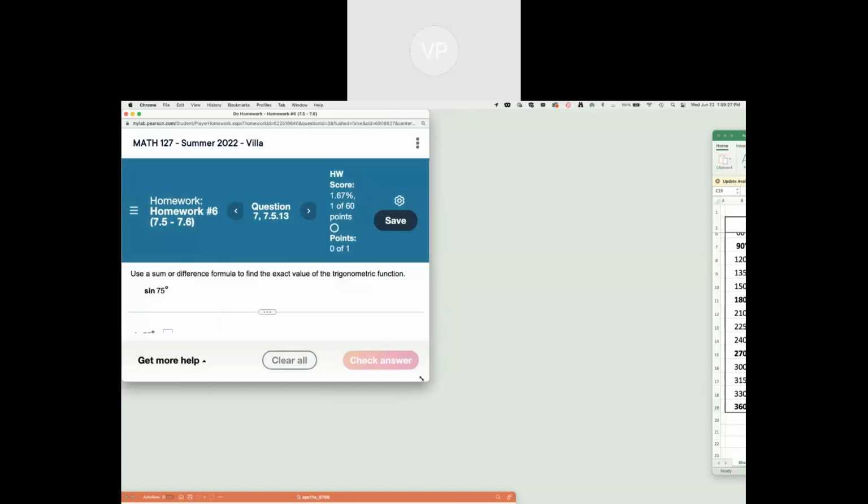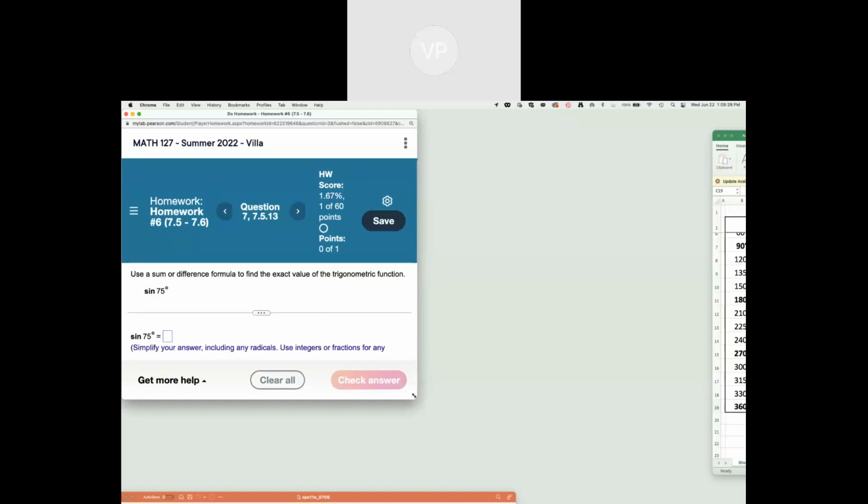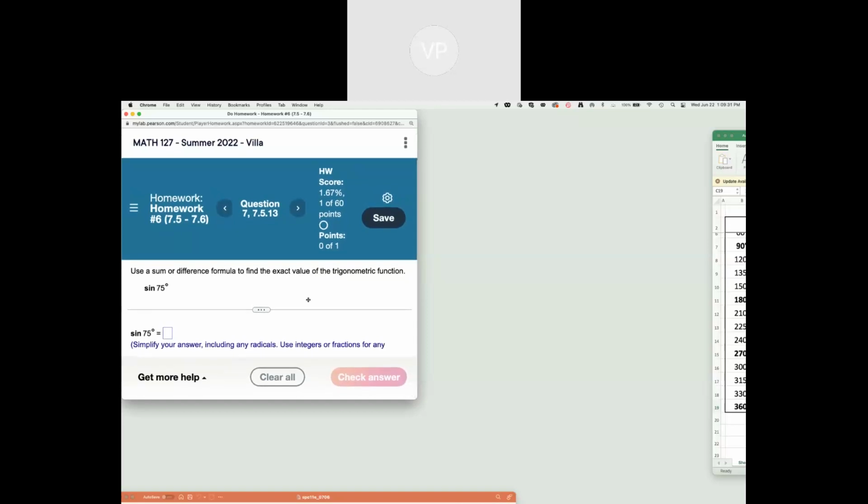Now this one. Use a sum or difference formula to get the exact value of the trig function sine of 75 degrees. It does not matter which of the formulas you pick. We've already done this problem today, but any one of them is going to be good. I tend to just gravitate toward an addition and say, let's just go with 30 plus 45 degrees. All right. Now, based on my formula, and I'm going to put my formula right here.